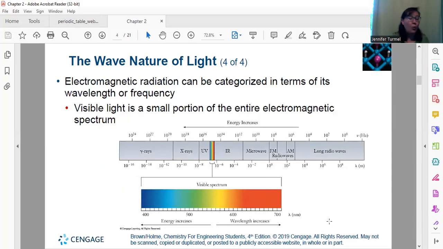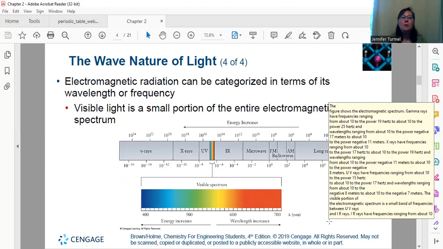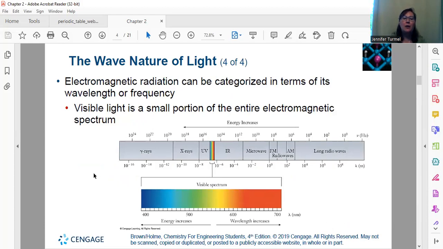All right, we are up to our wave, continuing our wave nature of light here, and we're going to be looking at the electromagnetic radiation spectrum. Right here you can see it showing where we're at, and you notice that the units right here are hertz, and this is new. This is our frequency along the top, and we have our wavelength on the bottom. That's our lambda right here in meters.